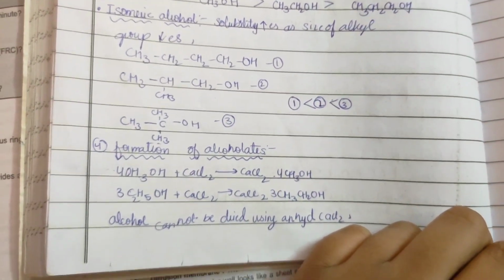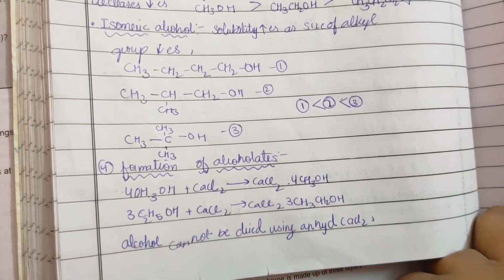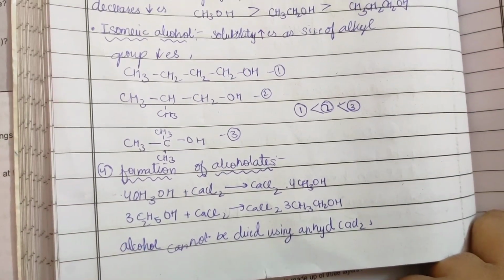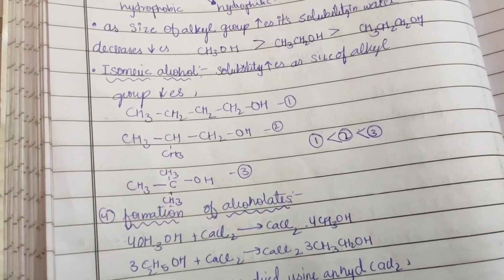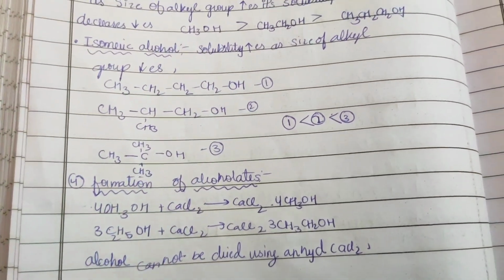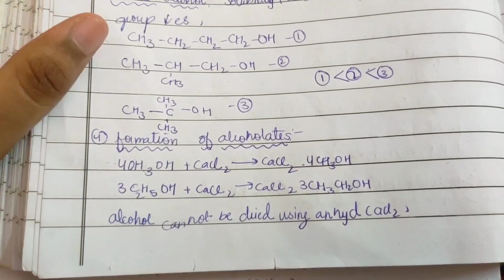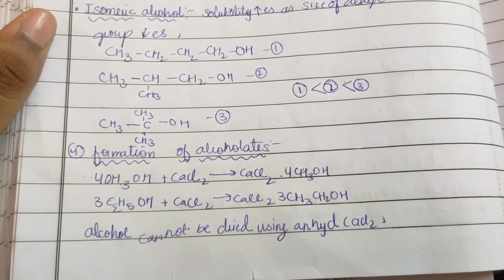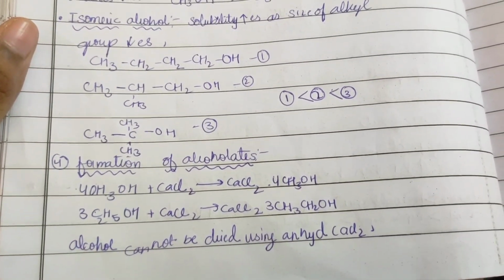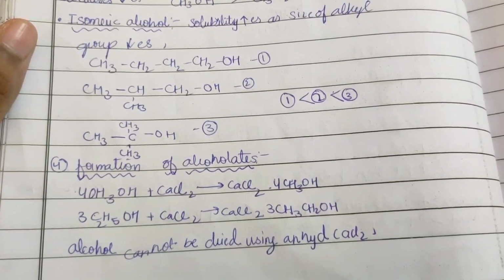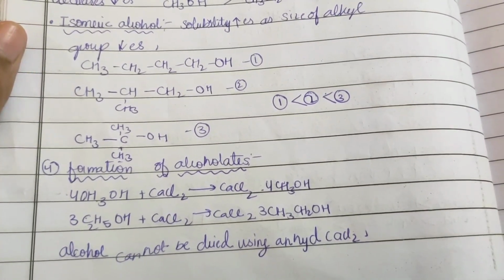Formation of alcoholates. Alcohol cannot be dried using anhydrous CaCl2. Now, chemical properties of alcohol. Let us discuss some chemical properties of alcohol in the next page. But first, let us see the examples of formation of alcoholates. Here 4CH3OH plus CaCl2 gives rise to CaCl2·4CH3OH. Then 3C2H5OH plus CaCl2 gives rise to CaCl2·3CH3CH2OH.